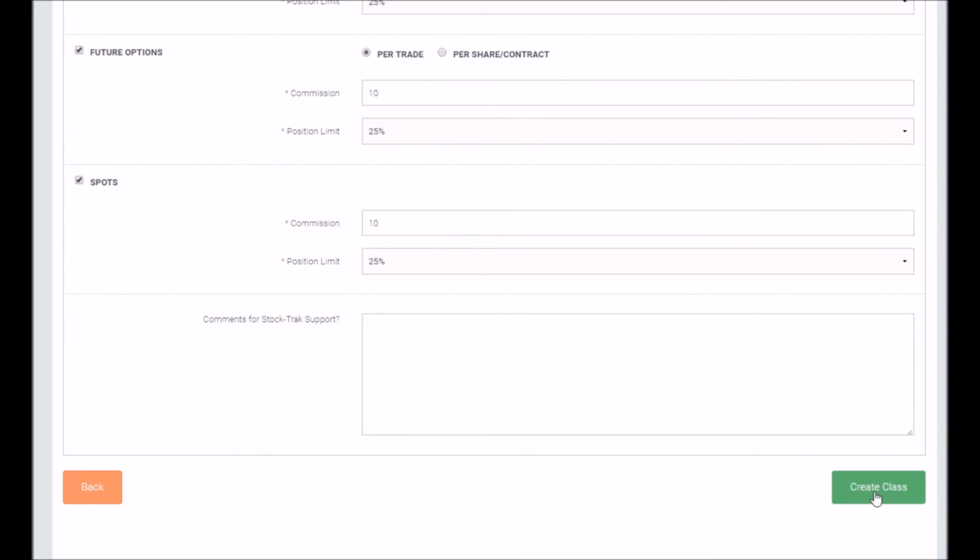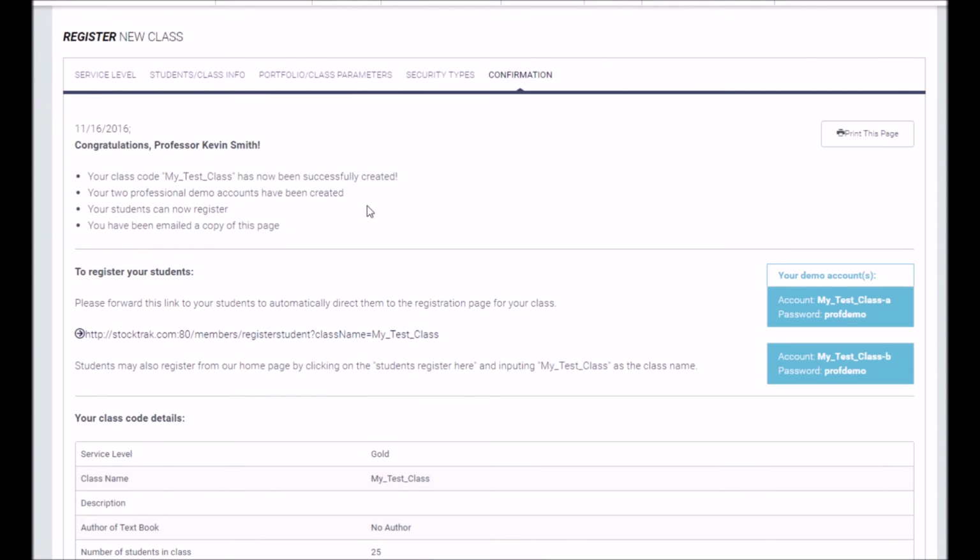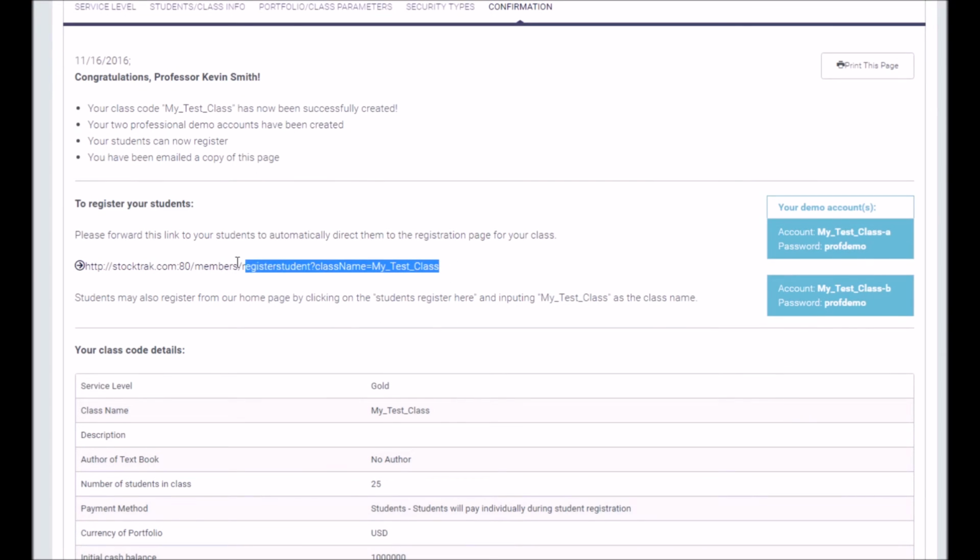Next, click Create Class to have your class set up. This will give you a confirmation page, and you should receive an email with the same information. This includes a link to send your students.